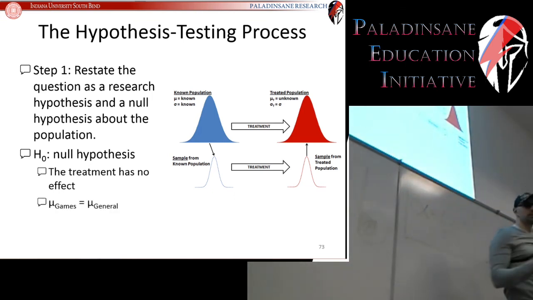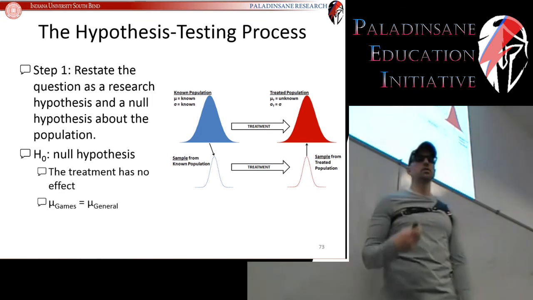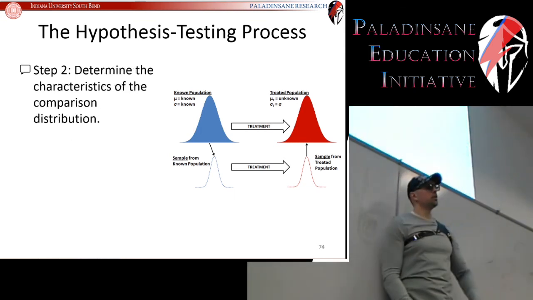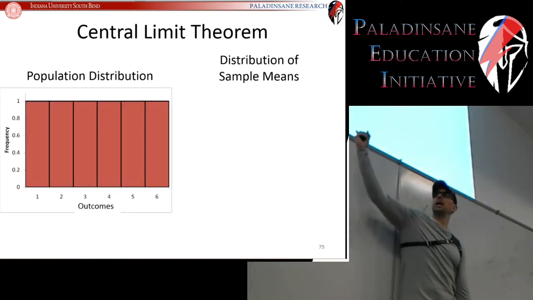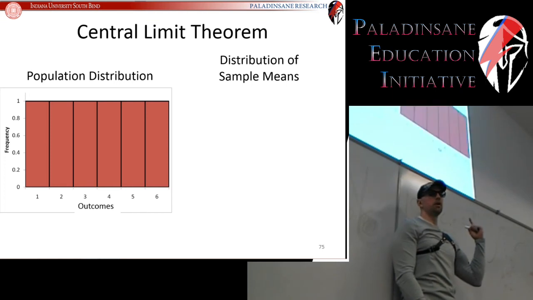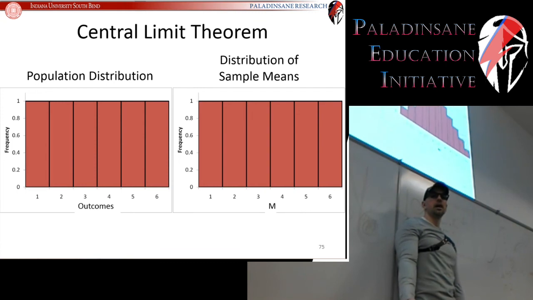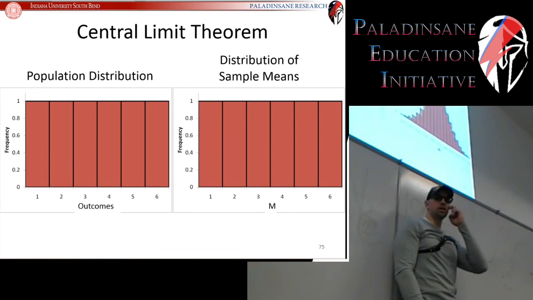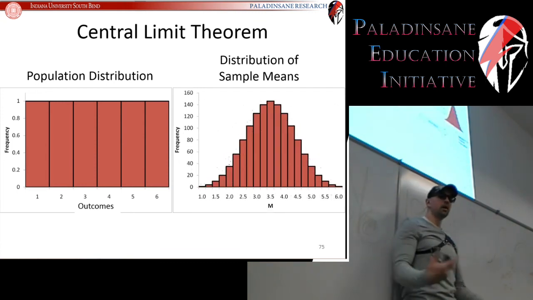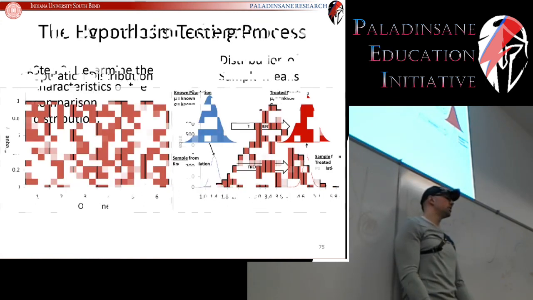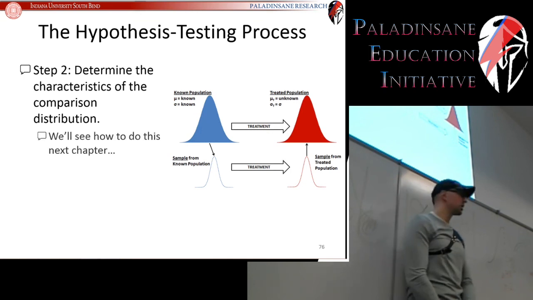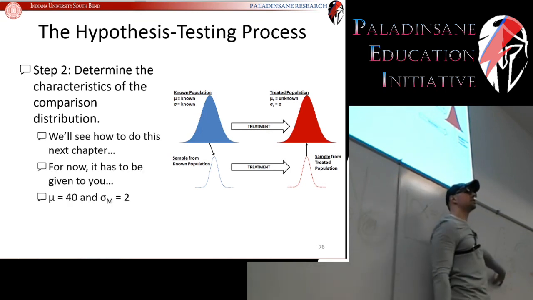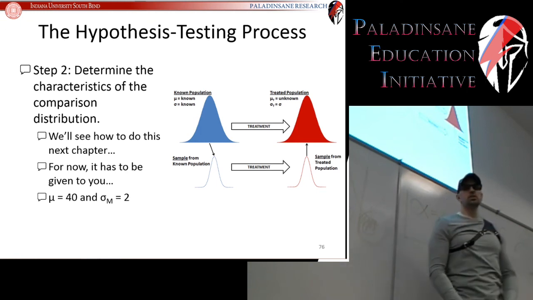So that hasn't changed. Step 2, the comparison distribution. The distribution that we're fairly comparing our sample to, meaning we can't compare it to the population. We have to compare it to a distribution of sample means. And again, this is going to be a normal distribution, which allows us to access that table. Determine the characteristics of the comparison distribution. This hasn't changed, right? So we'll see again how to do this. Right now it's still given to you, but it also hasn't changed. It stayed the same so far. So not much has changed up until this point.